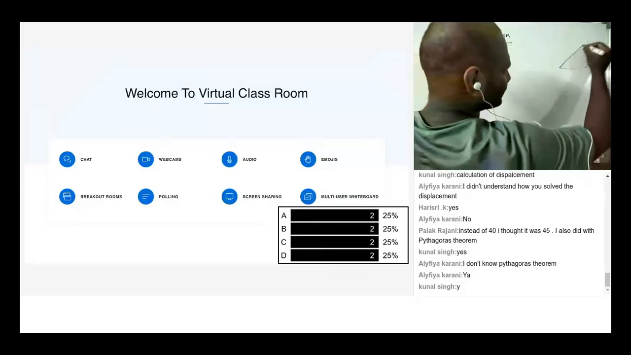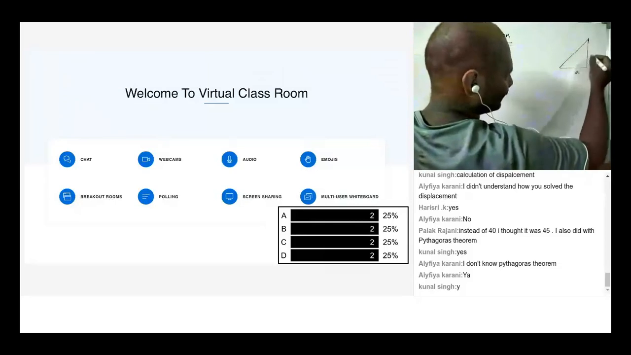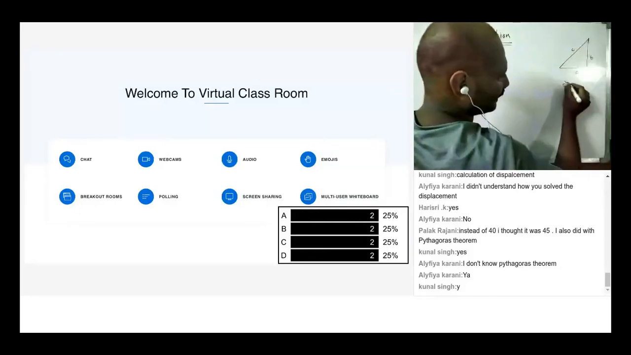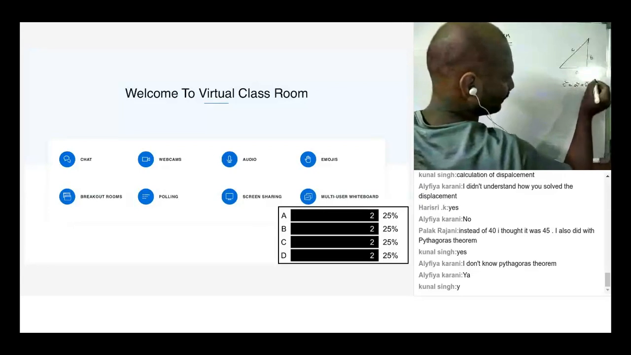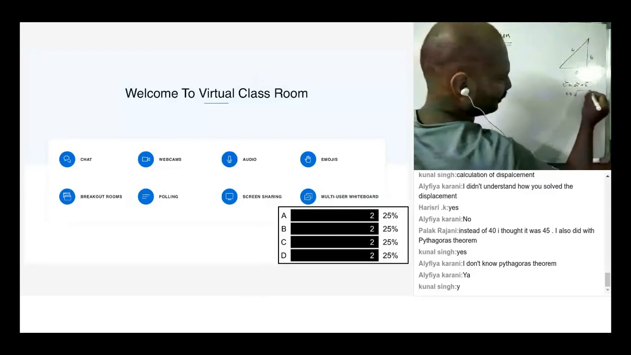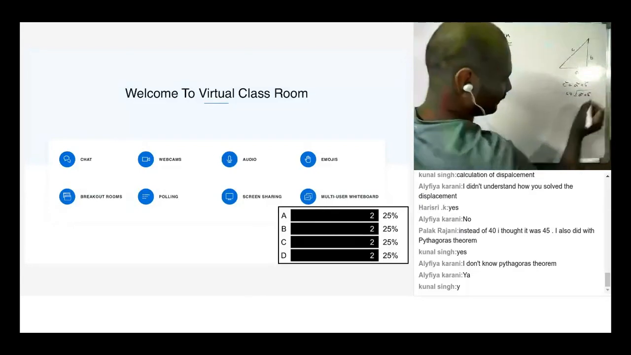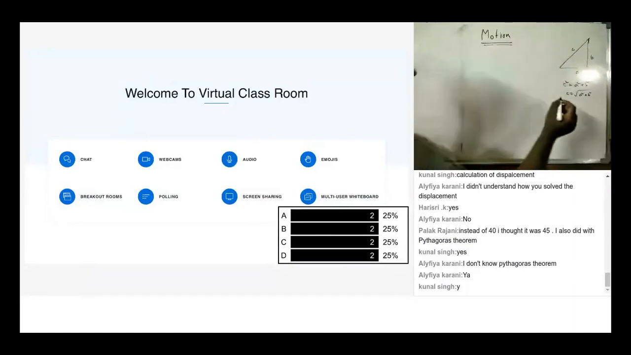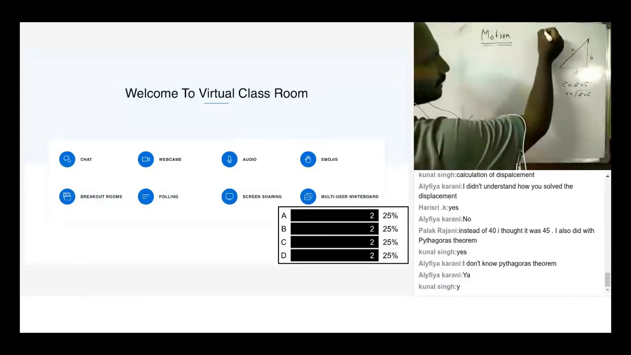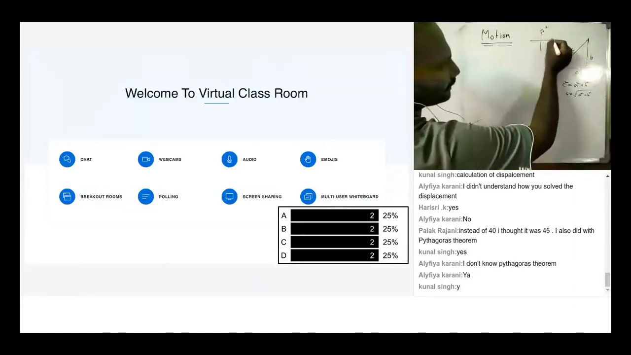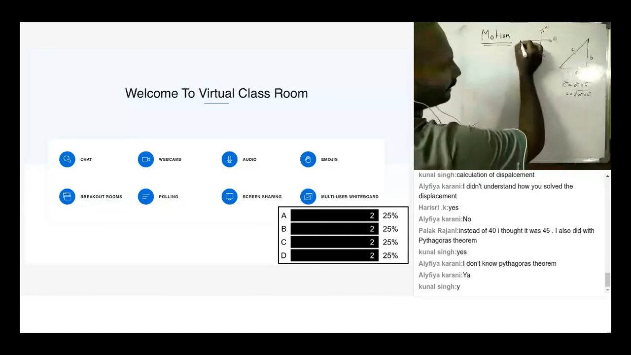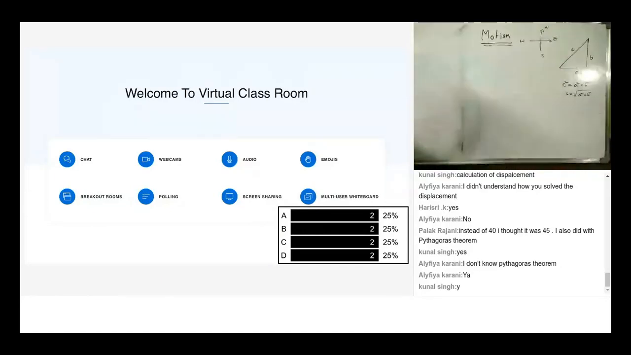Say if this side is A, this side is B, and this is C, I can say C square equals A square plus B square, or C equals under root of A square plus B square, right? Now I hope you know the directions. Like directions, how do we represent? This is north, this is east, south, and west, right? This is how we represent directions.